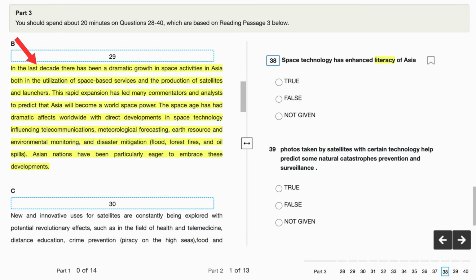In the last decade, there has been a dramatic growth in space activities in Asia, both in the utilization of space-based services and the production of satellites and launchers. This rapid expansion has led many commentators and analysts to predict that Asia will become a world space power. The space age has had dramatic effects worldwide, with direct developments in space technology influencing telecommunications, meteorological forecasting, Earth resource and environmental monitoring, and disaster mitigation, flood, forest fires, and oil spills. Asian nations have been particularly eager to embrace these developments.